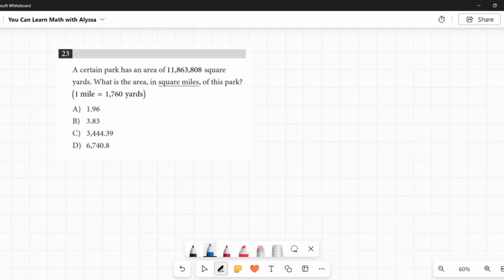Number 23, a certain park has an area of 11,863,808 square yards. Wow. What is the area in square miles of this park? 1 mile equals 1,760 yards.